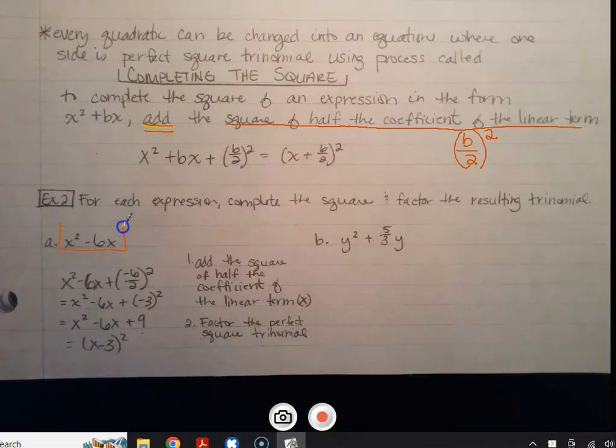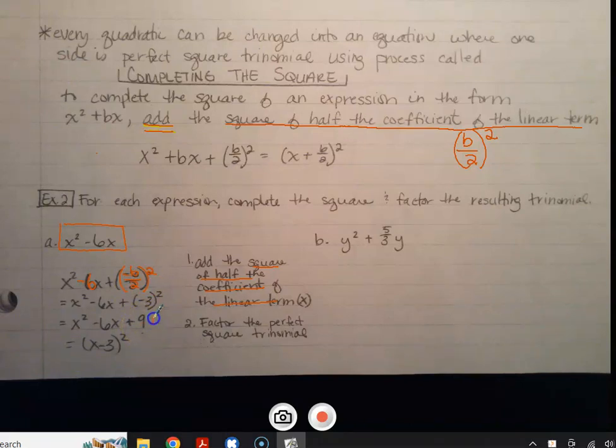X squared minus 6x. Okay, so we want to add the square of half the coefficient of the linear term, that whole thing here. So that's the b. Our b is negative 6. So we do negative 6 divided by 2 squared. Okay, so negative 6 divided by 2 is negative 3. And then negative 3 squared is 9. So here we go, we're at 9.